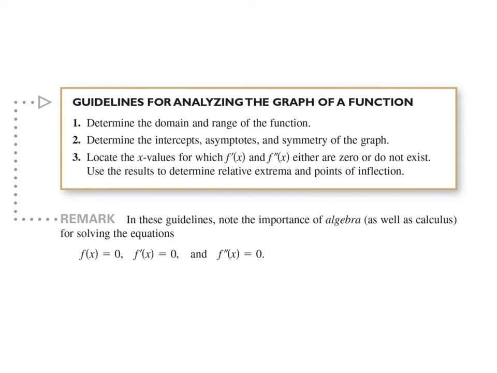So some really important things to solve for are domain and range and any intercepts, asymptotes, and symmetry that could be helpful. And we also want to find the x values for the first and second derivative where it's equal to 0 or it doesn't exist. So that will help us figure out the relative or local extrema, so max and min, and points of inflection, so where that function goes from periods of increasing to decreasing or vice versa.